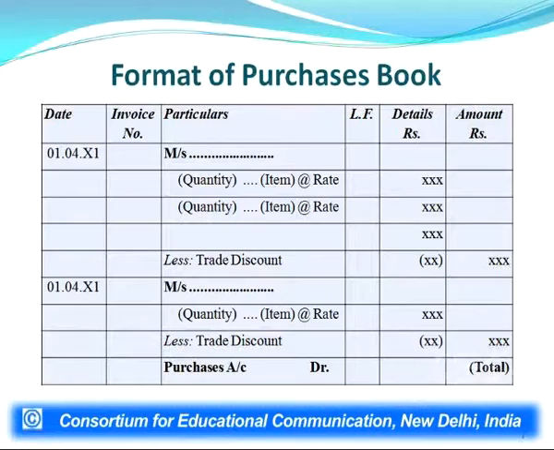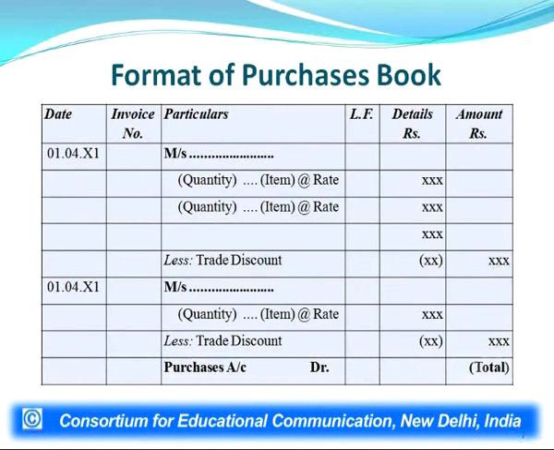Now, you see the format. The format of the purchase book has the first column for the date of transaction, then the invoice number. You know that whenever you buy any goods, you get an invoice, a bill. So, the invoice number. Then in the particulars column, the supplier's name or creditor's name appears in the first line, and the detail of the items purchased with rate. It means quantity, description of item and rate, and then the amount is to be recorded first in the detail column.